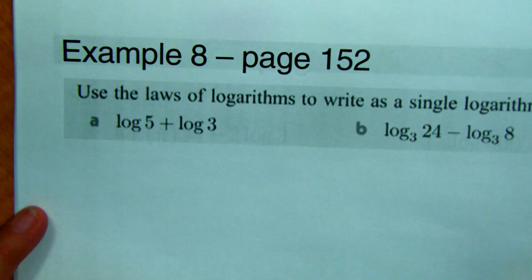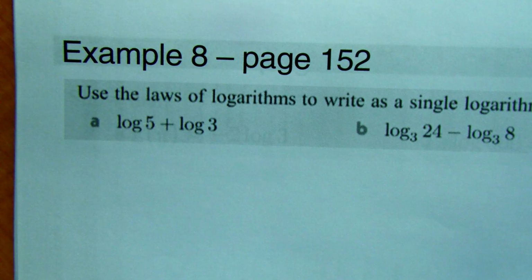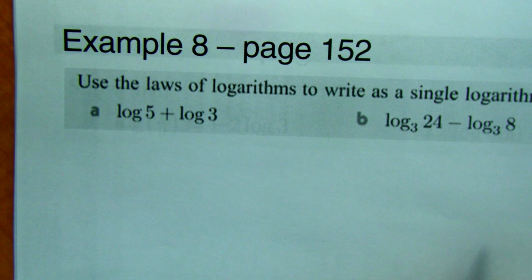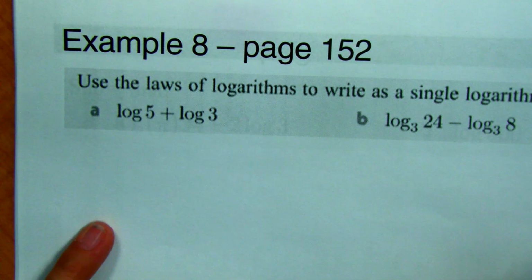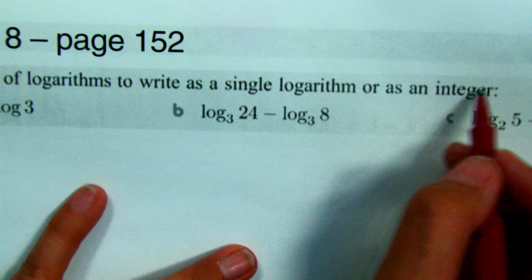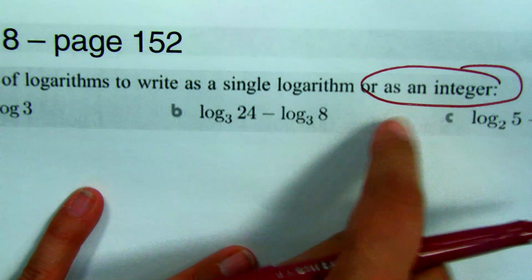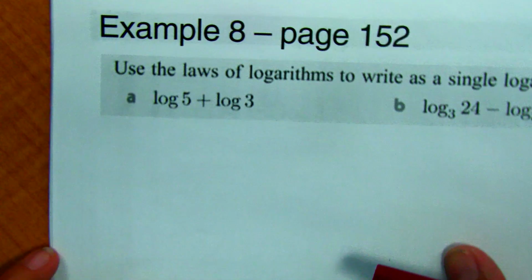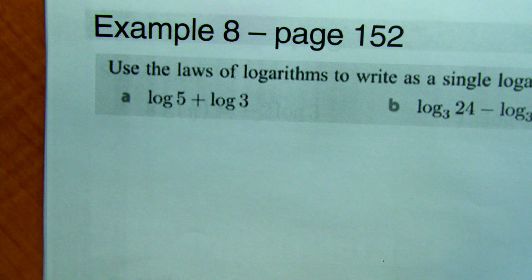Alright. We're going to move to example 8 on page 152. We have 6 examples, I think. I'll double check. This example asks us to use the laws of logarithms to write as a single log or as an integer. This is key, as an integer, meaning that if you can simplify it, simplify it.